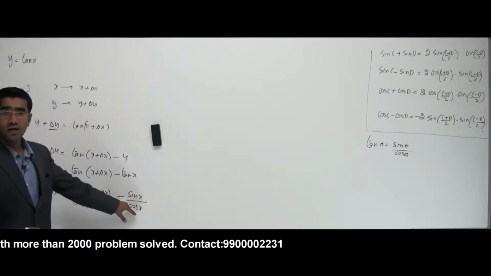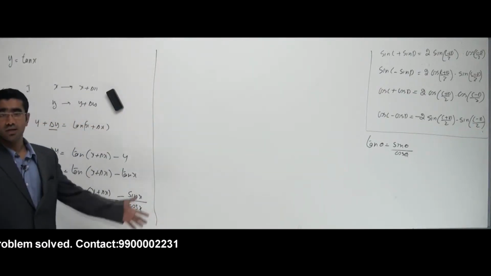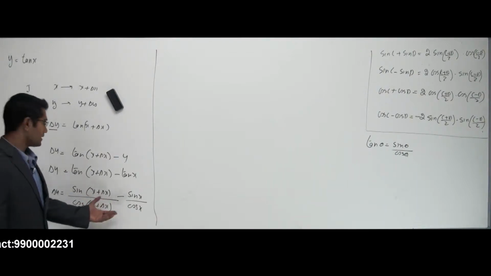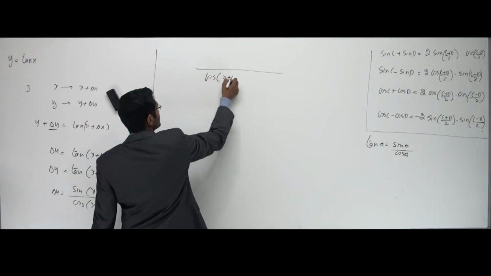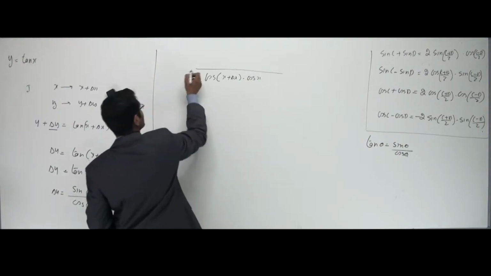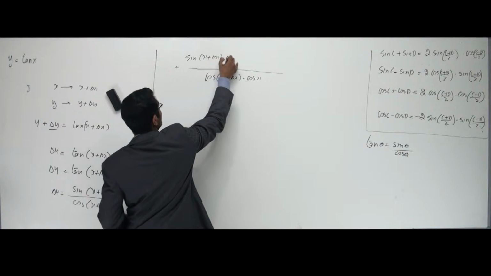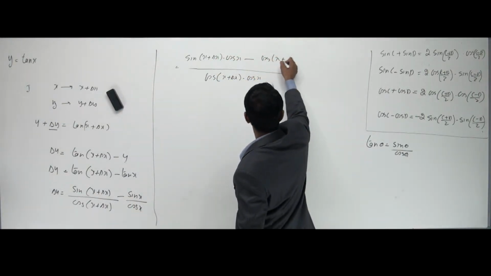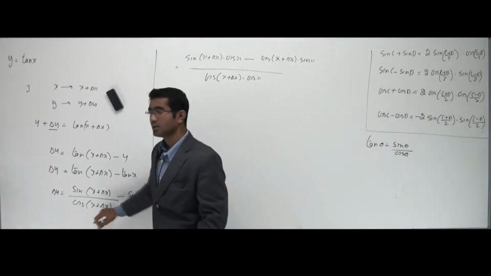Now, as we have two fractions, take LCM and see what happens. It's basic simplification, nothing much. We don't have to remember anything. I'm just writing tan as sine by cos and simplifying. So I'll take the LCM down there. It goes to cos of x plus delta x into cos x. Now I need to cross multiply this. That goes like sine of x plus delta x into cos x minus cos of x plus delta x into sine x. Okay, that's what I have. I'm just taking the LCM out here and cross multiplying.